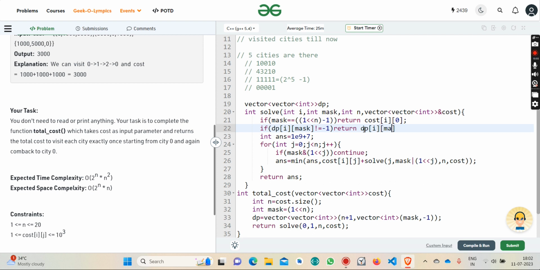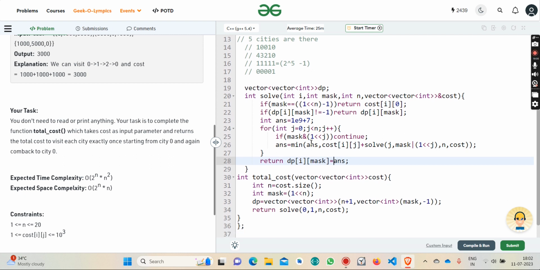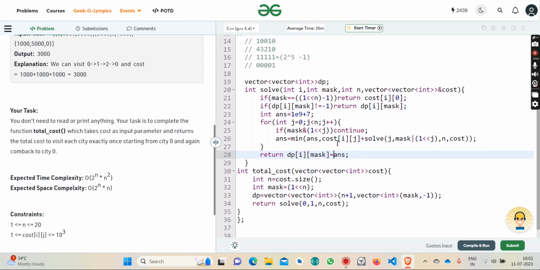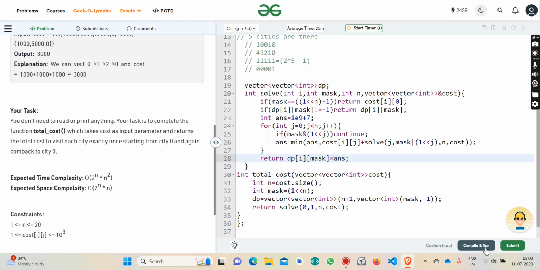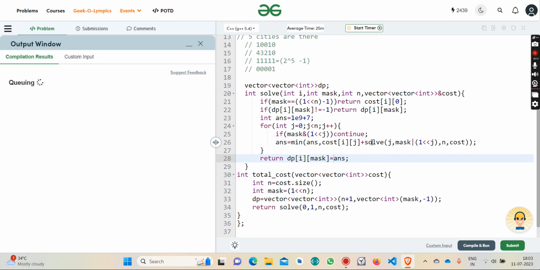dp of i comma mask, and whenever I am returning the answer, I also have to store it for this mask. So let's first run this code and see whether it's really fine or not. Let's submit it.